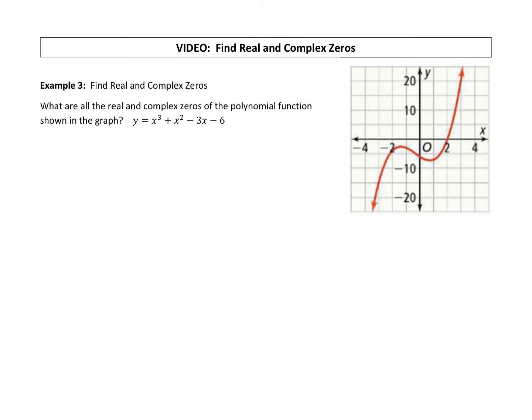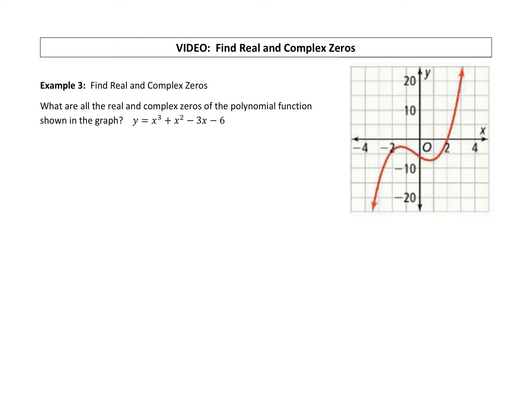So if your degree is 3, you can expect there to be 3 total zeros of your function, a combination of real and complex. According to our graph over here, we have one real zero. It appears to be at a positive 2. And I'm going to predict that we're going to be able to find 2 complex zeros, giving us a total of 3 zeros, a combination of real and complex.